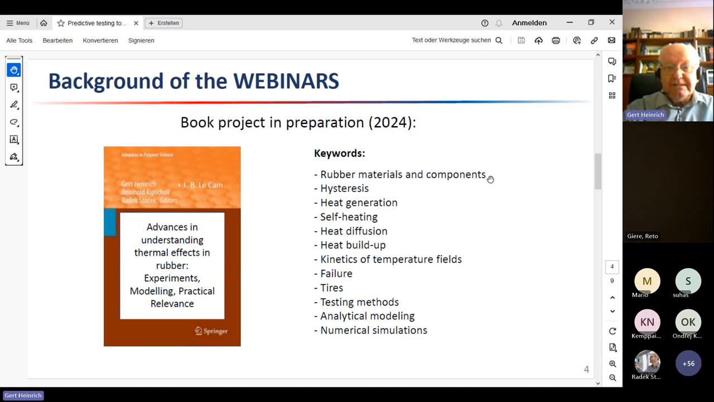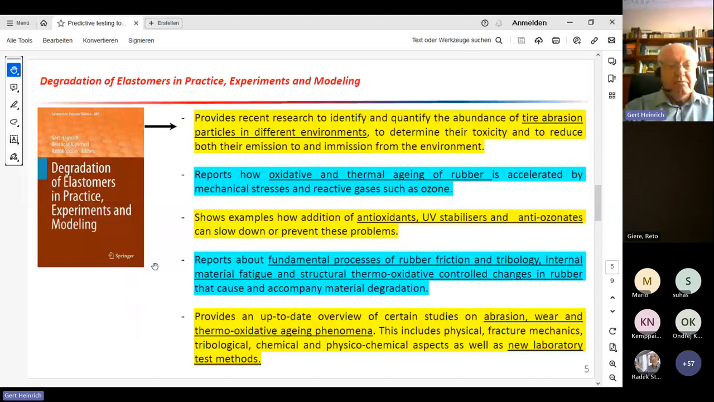I have listed here some keywords: rubber materials, hysteresis, heat generation, self-heating, heat diffusion, heat buildup, kinetics of temperature fields, failure of tires, testing methods, analytical modeling, and numerical simulations. These are the contents and the key points within this book that is in preparation. But now let us switch back to the book we will report on today.